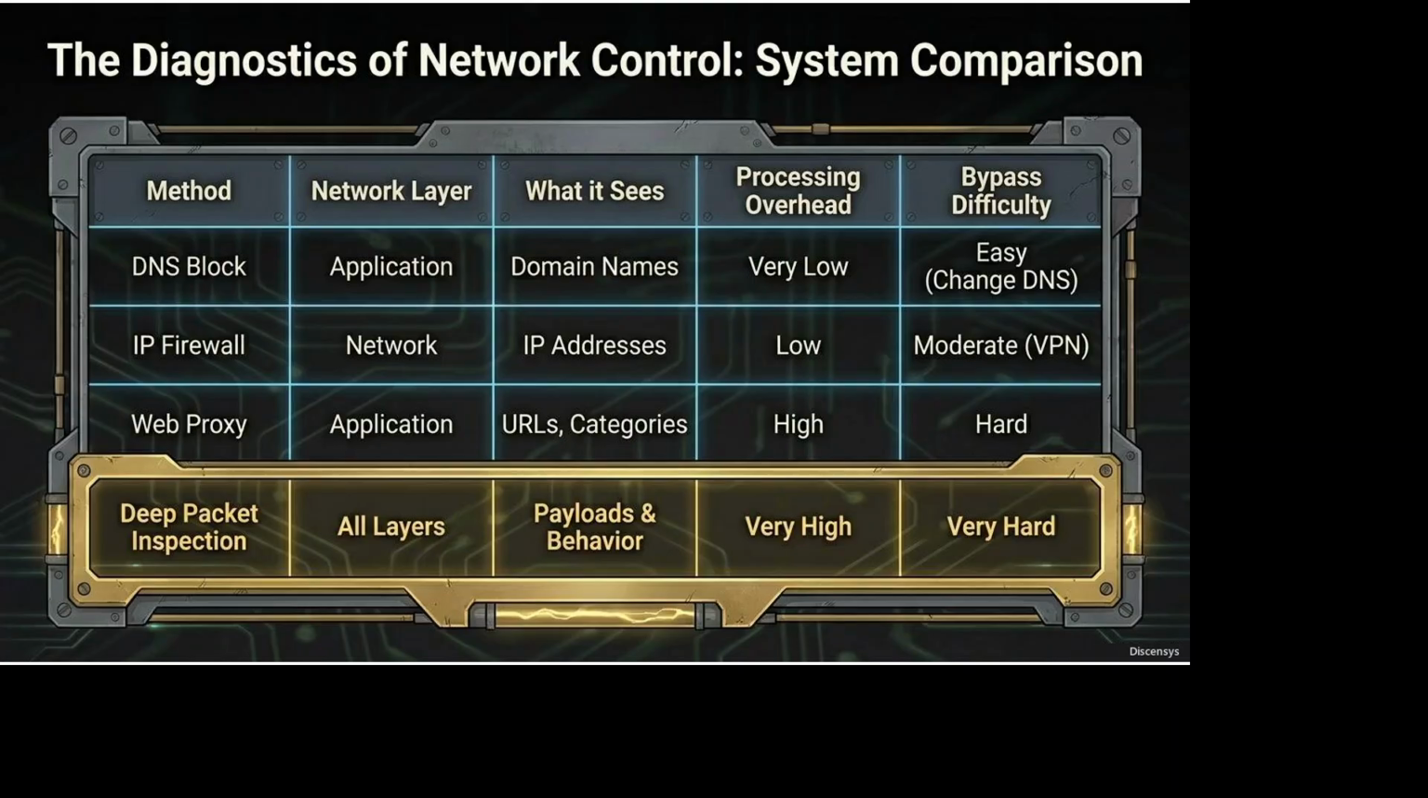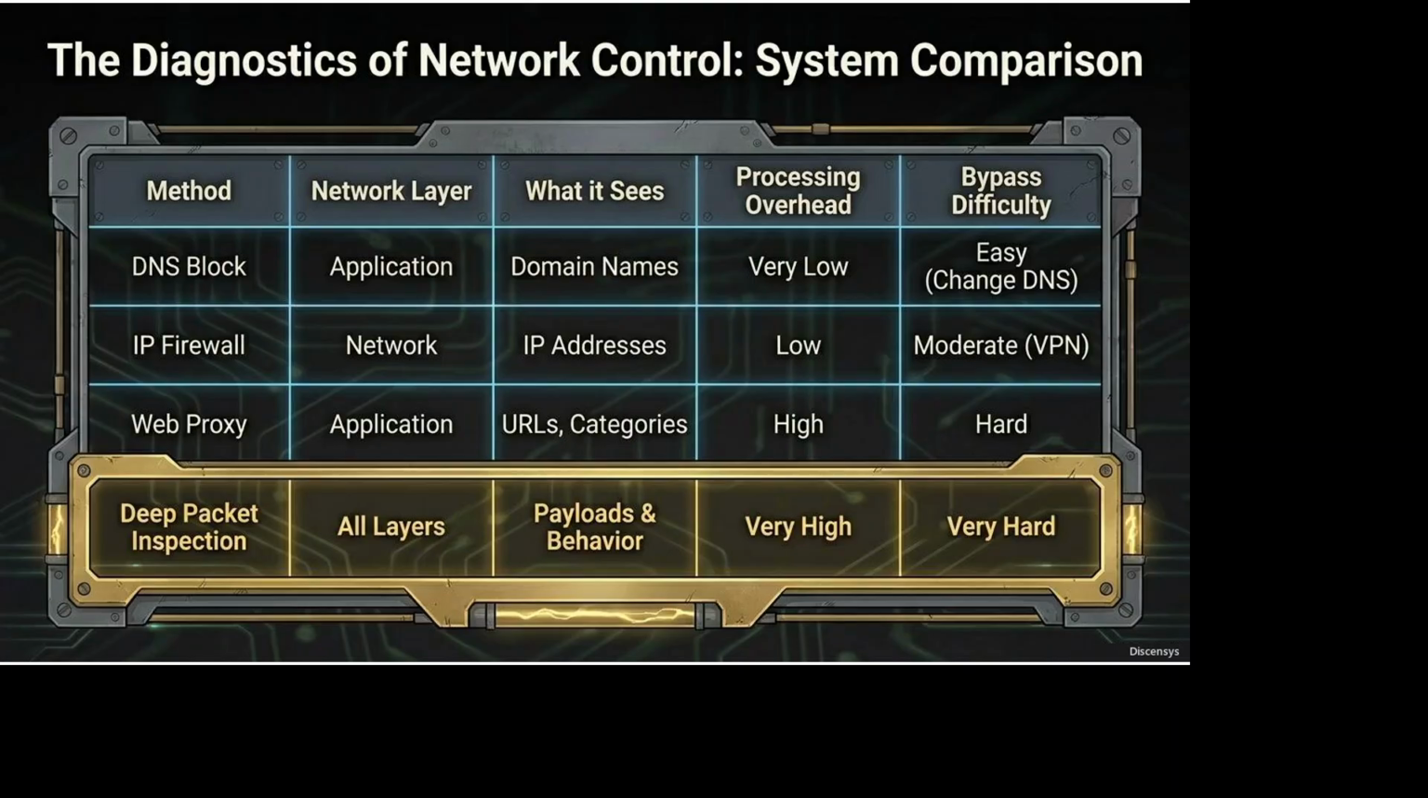Let's compare all technologies we have discussed and walk row by row. Under technology, the first one, DNS filter or DNS block. It is regarding the domain name, right? So it lies in the network layer of application. What it sees: the domain names, and its processing overhead is very low, and its bypass difficulty is very easy. It could change the DNS.